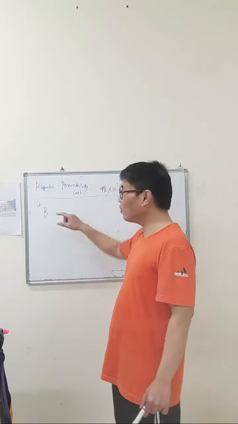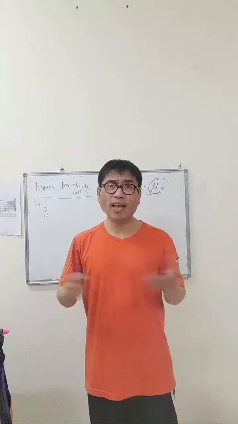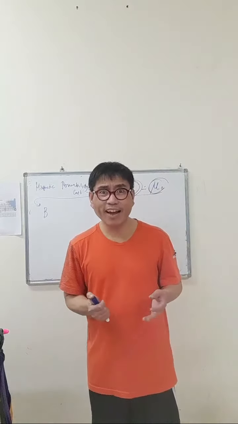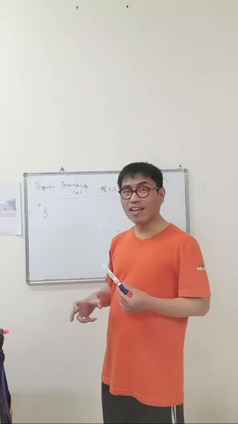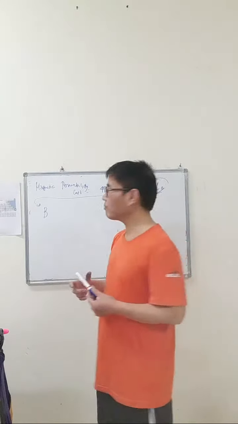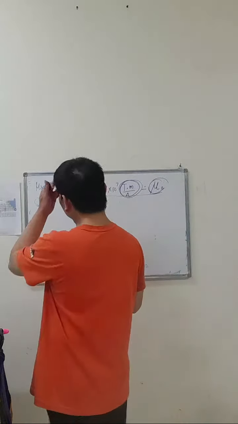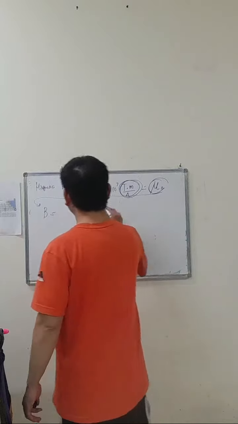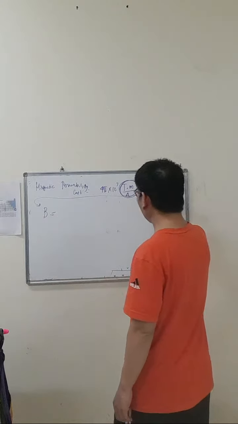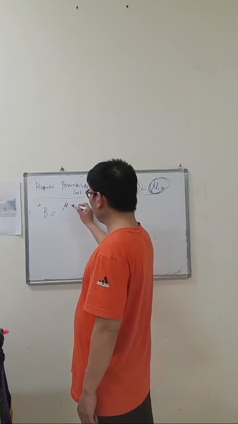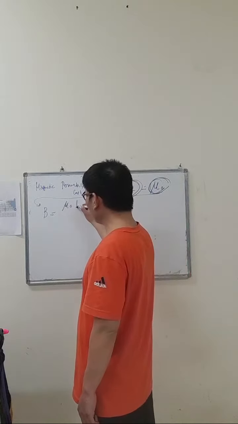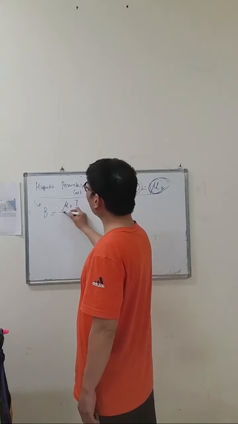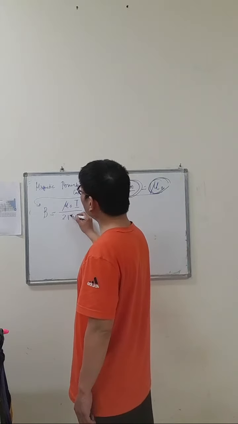But they put capital letter B. Who cares about that B? Right? So B in physics is magnetic field. Okay. The magnetic field formula is equal to the magnetic permeability constant mu naught times the current in terms of ampere over 2 pi d.